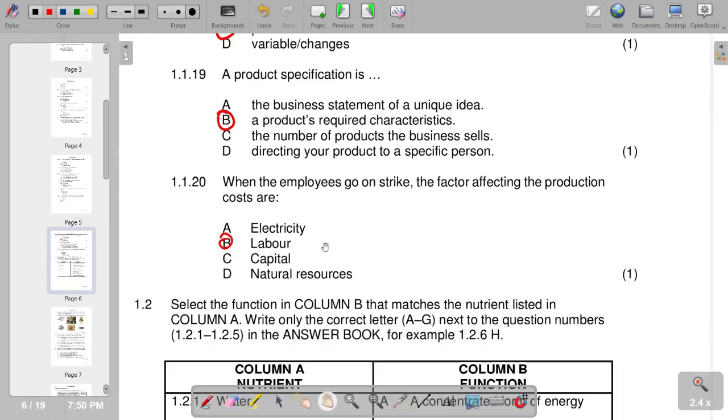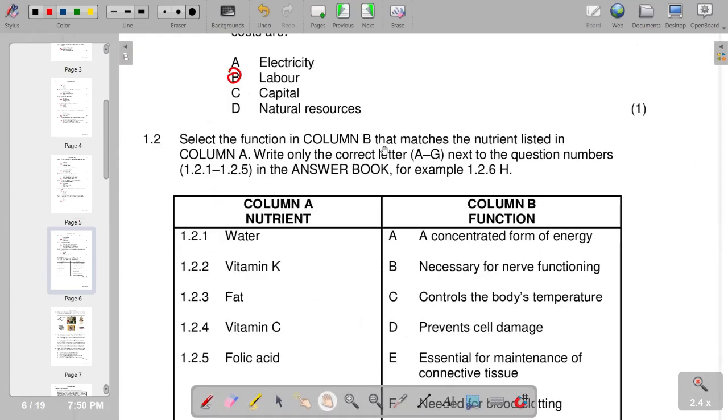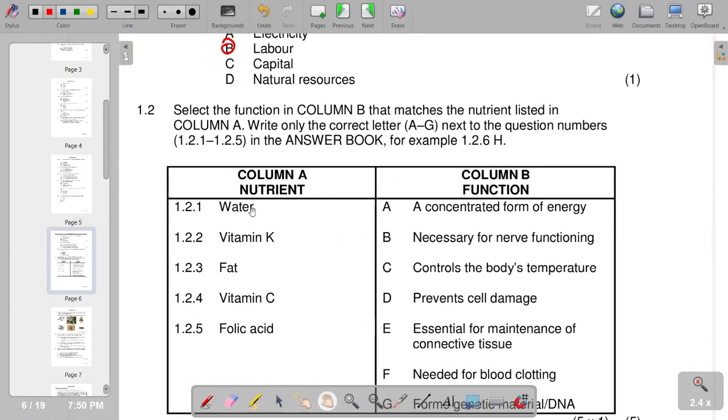Then we go to now 1.2, which is on matching. Matching words, of course, we have to select the function in column B that matches the nutrient listed in column A. So the first one that we have is water. And if you check according to column B, we have got C, which is the correct one: controls body temperature.